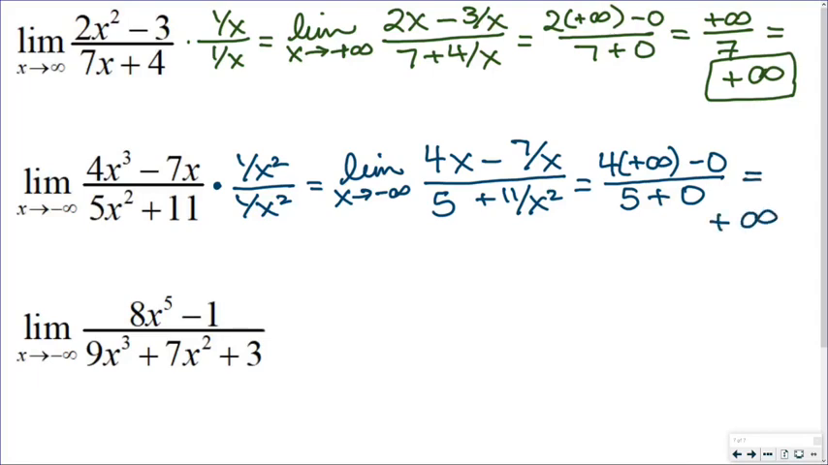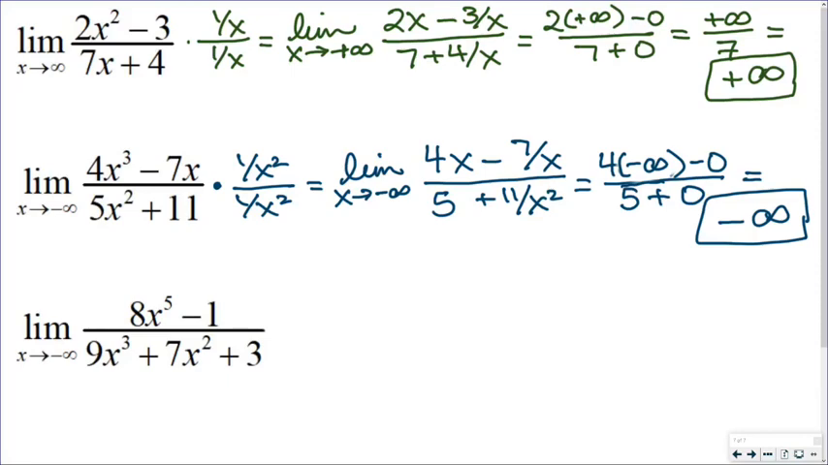Oh, sorry, I've made a mistake here. We are approaching negative infinity, so let me correct that. I'm going to have 4 times negative infinity minus 0 divided by 5, which is going to leave me negative infinity divided by 5, which is still negative infinity. My answer should be negative infinity.